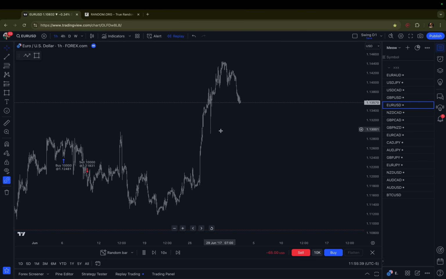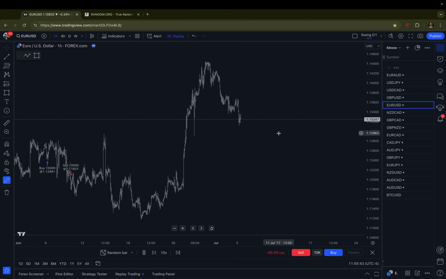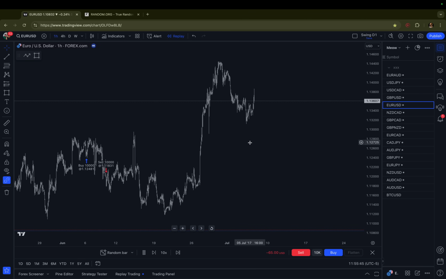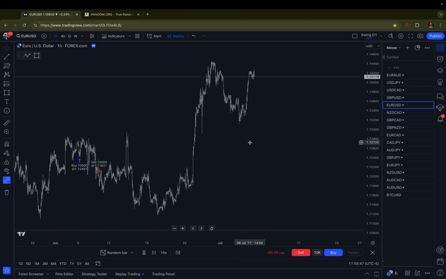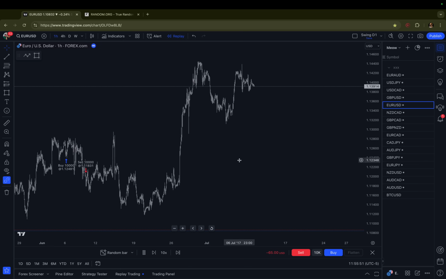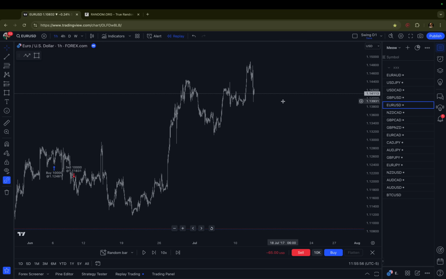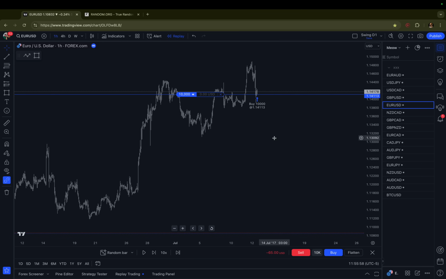By getting in on the momentum moves, it's just really hard to figure out where you're going to put your stop loss. I'm going to wait for a pullback. Now I'm going to get in here.